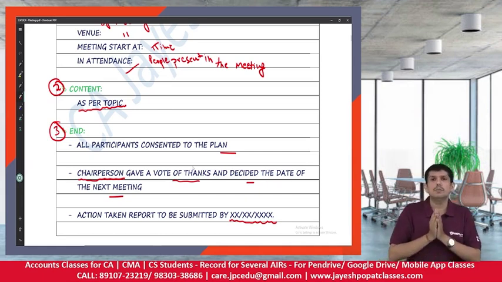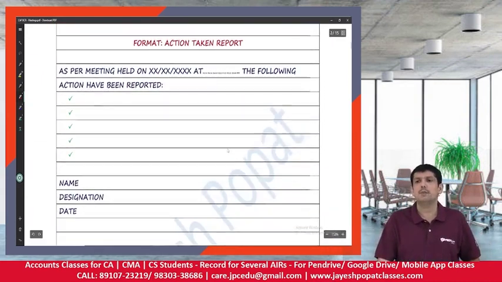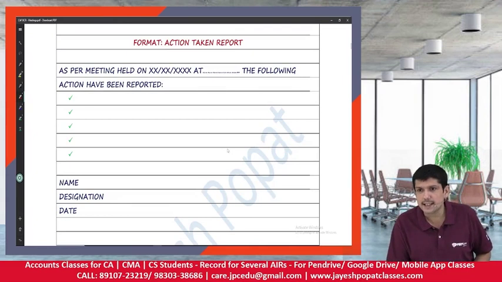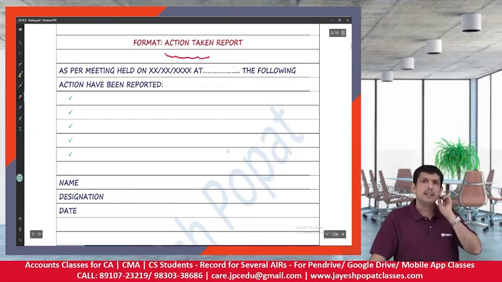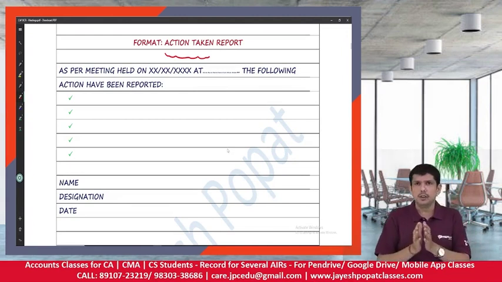Now let's come to the format of the action taken report. We'll also understand what we mean by action taken report. See, basically, as the name suggests, action taken, right? What do we mean by action taken? What work was done after the meeting took place?